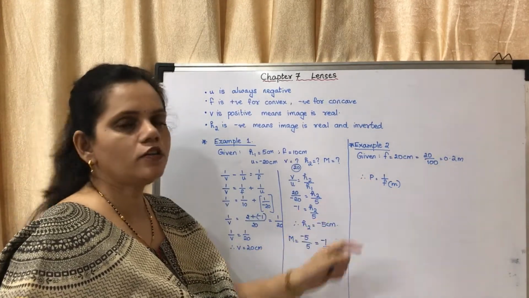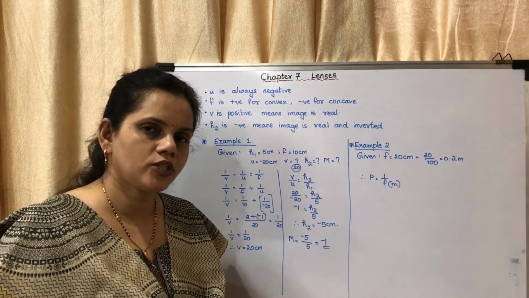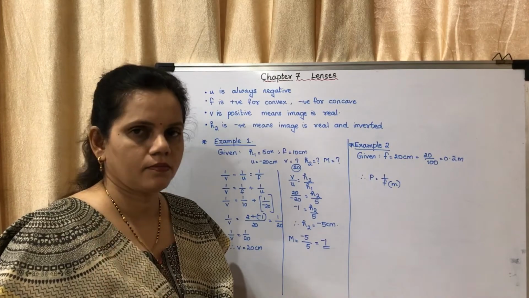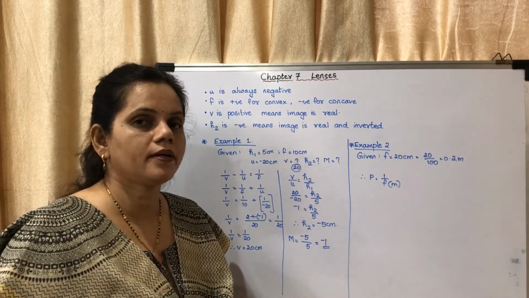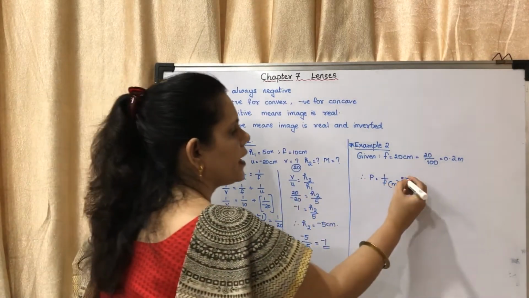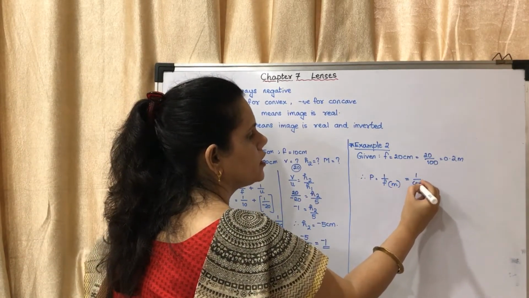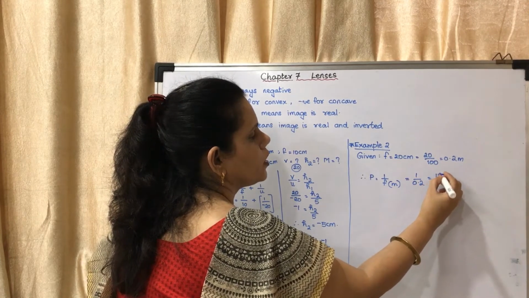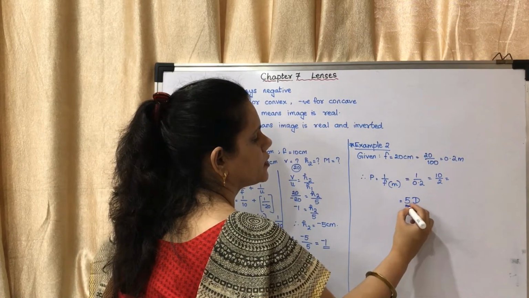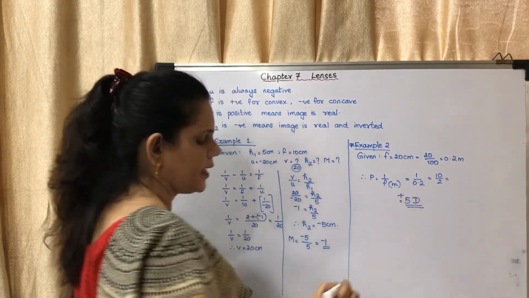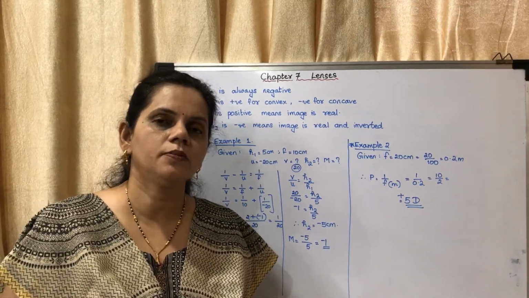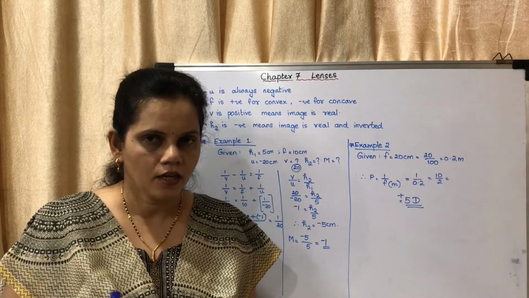Now you have to find out power. Whenever there is a question to find out the power, you have to remember that you have to convert the focal length into meters. So P is 1 upon f in meters, that is 1 upon 0.2, which is equal to 10 upon 2, which is equal to 5 diopters. Positive or negative, it is positive 5. What does positive denote? Positive denotes that it is a convex lens.